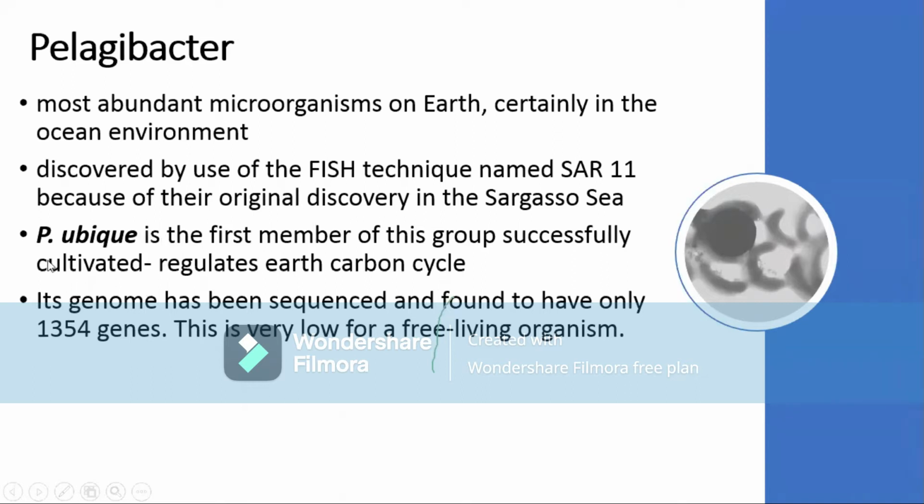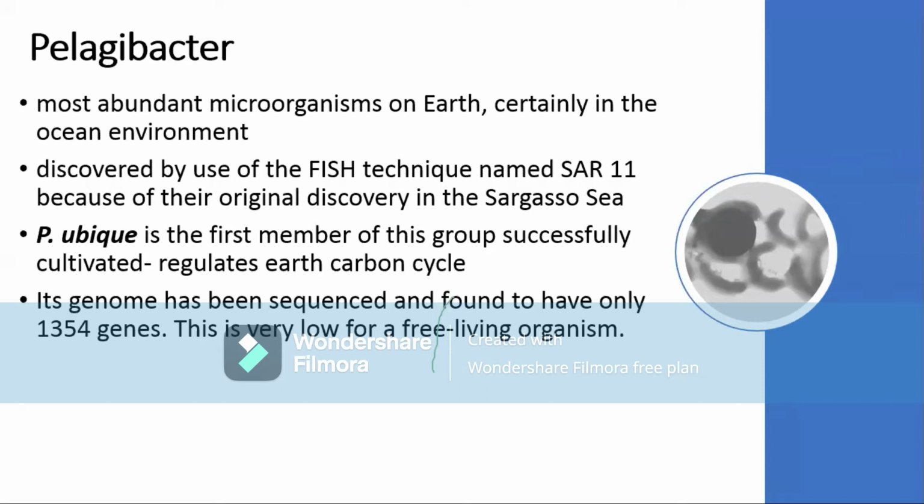And how is it surviving in so much abundance in the ocean? Because its genome has been sequenced, and it has only few genes. Few genes means the smallest number of genes, and it is a free living organism. It is not parasitic in nature. It is maintaining all its nutritional requirements itself.